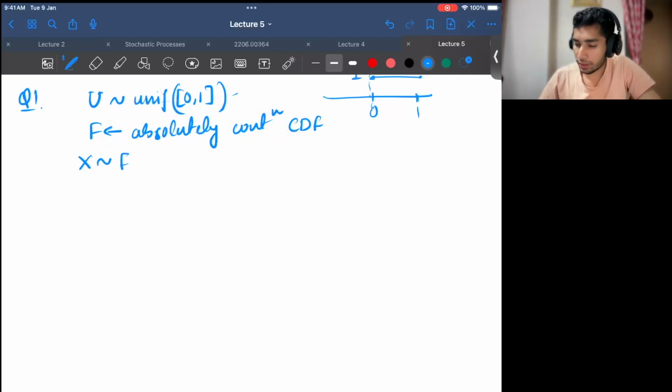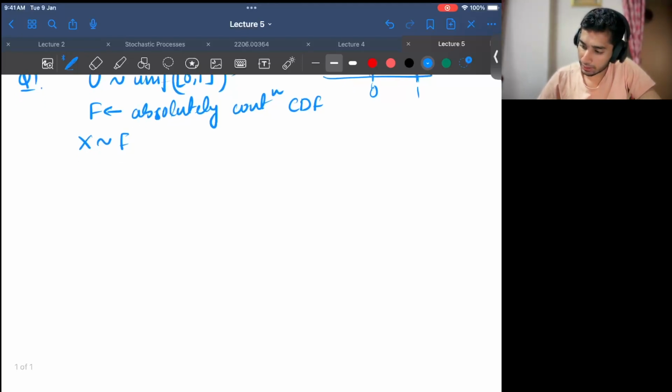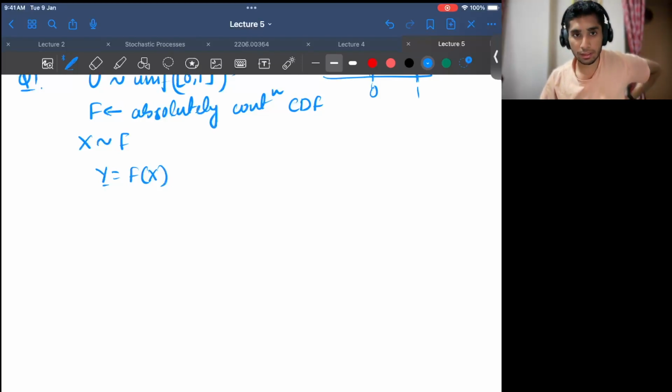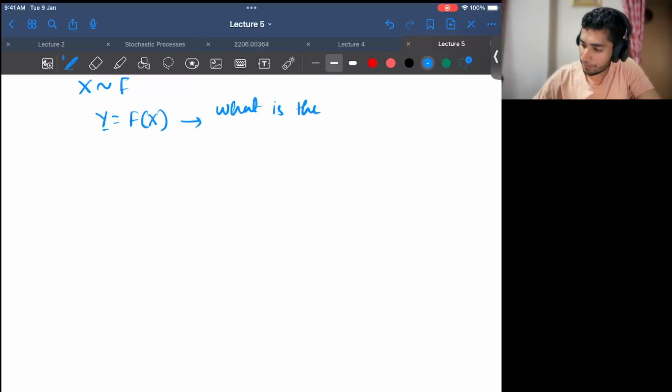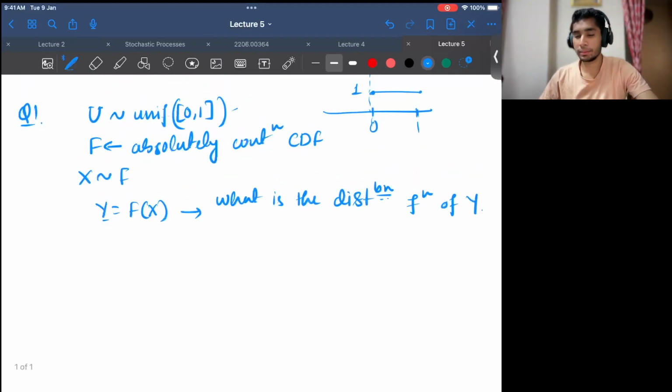Let us say you make another random variable Y, which is equal to F of capital X. F is a CDF, but it is also a function, so you can take any random variable and apply a function on top of it. You will get a new random variable, and we are calling that random variable Y. So the question is, what is the distribution function of Y?